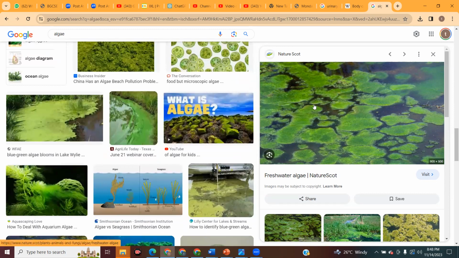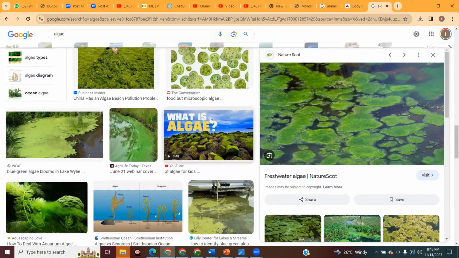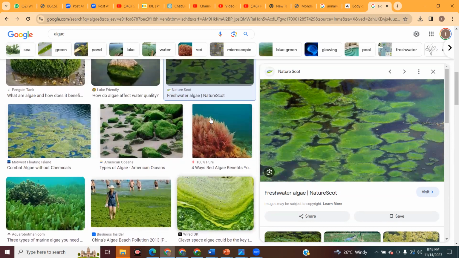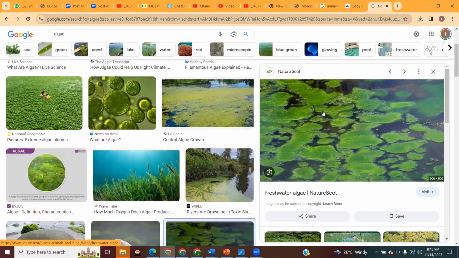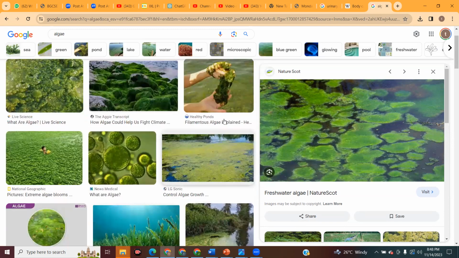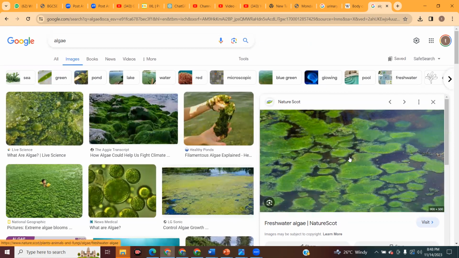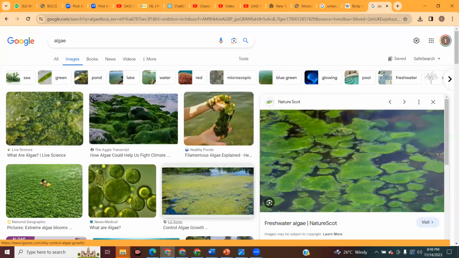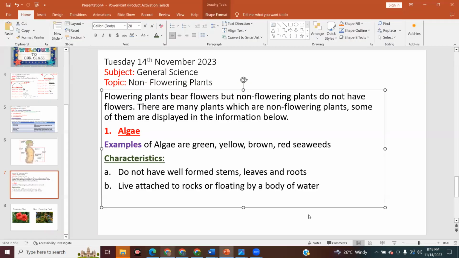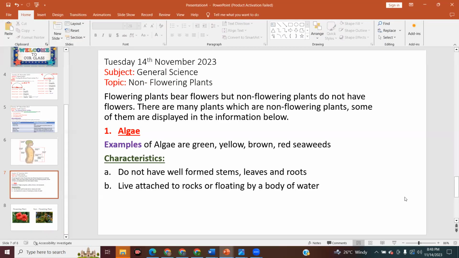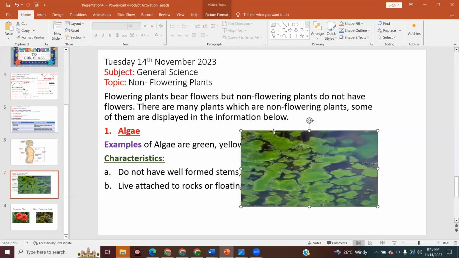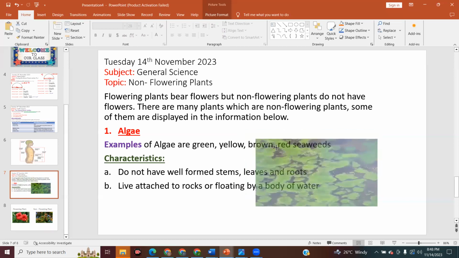Where are the leaves? Any leaves? There are no leaves. Where is the stem? They have no stem. Where are the roots? No roots at all. Where are the flowers? They're normally in water, right?